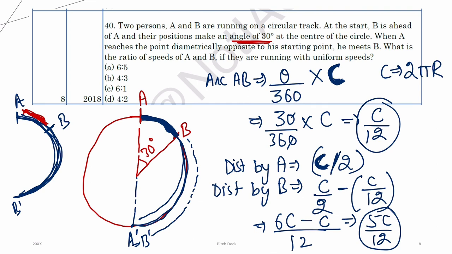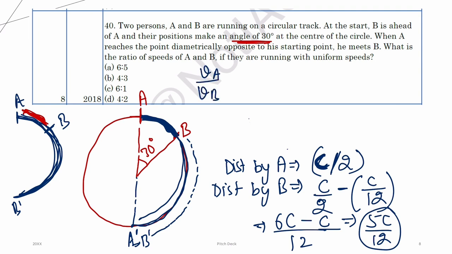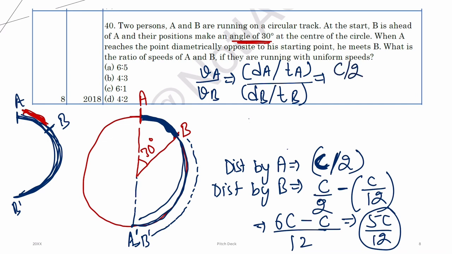So the distance covered by A is C by 2. Distance covered by B is 5C by 12. I hope this is clear. Now let's see the ratio of their speeds. Ratio of VA by VB is the distance covered by A divided by the time taken by A, and the distance covered by B divided by the time taken by B. What is the distance covered by A? We already know that is C by 2, right?